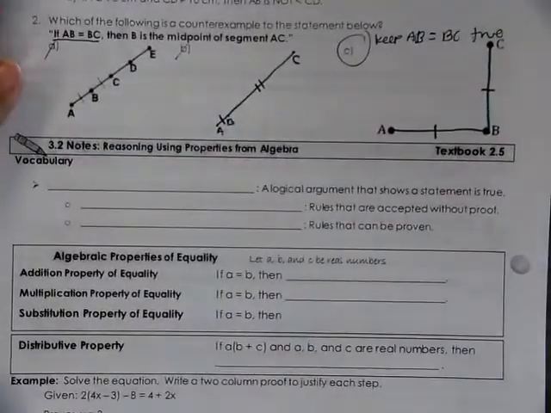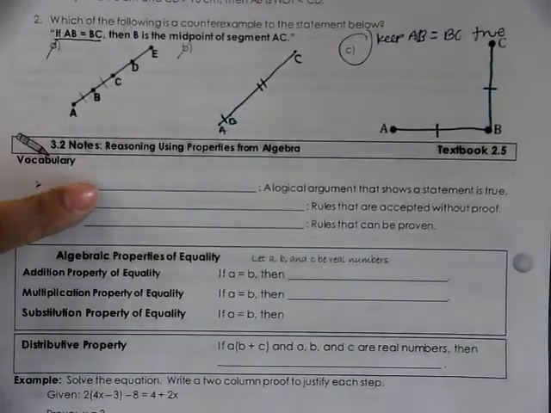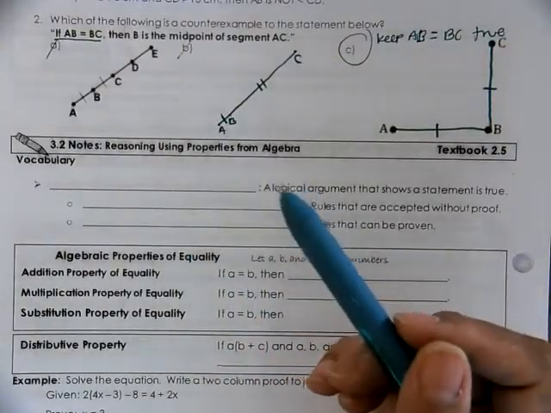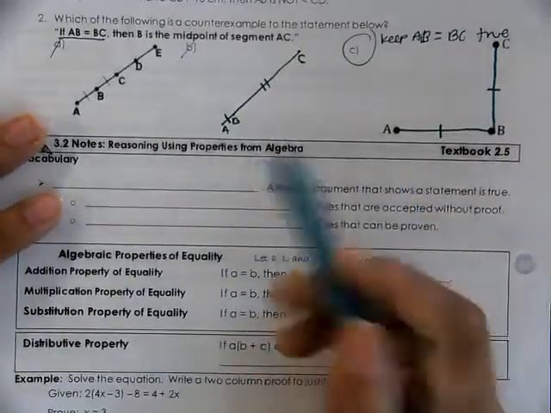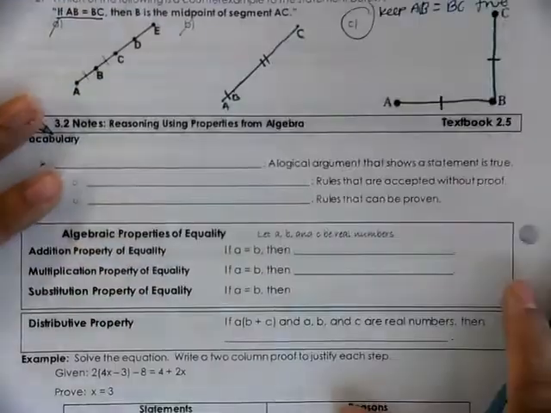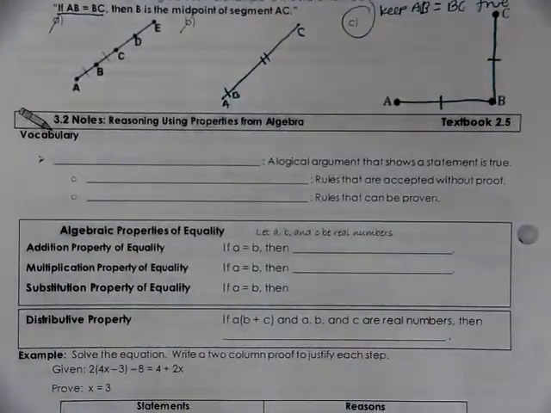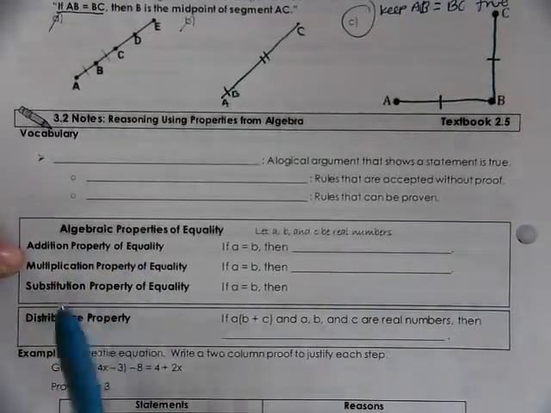So on to 3.2 notes. It says reasoning using properties from algebra. So it's going to bring back a lot of those properties, things that you've always done when you're solving an equation and not realizing that it was an actual property that you were using. And so we're going to give it a name of what property it was. And when we get to these things called proofs, or how you're reasoning through it, we are going to need to write these properties as our reasons.